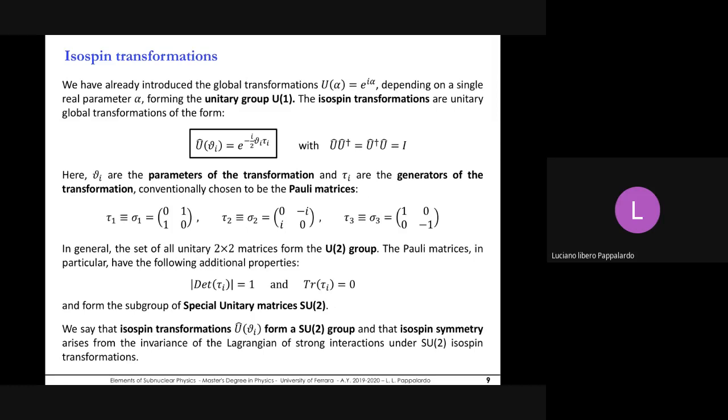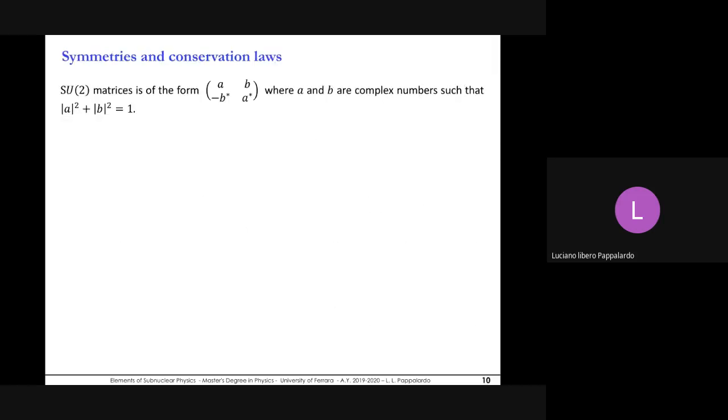So we say that isospin transformations form an SU(2) group and that isospin symmetry arises from the invariance of the Lagrangian of strong interactions, so the Lagrangian of QCD, under SU(2) isospin global transformations, okay? So this is the sense of the isospin symmetry. It means that the Lagrangian of the strong interaction is symmetric under these SU(2) global transformations. Now, in general, SU(2) matrices are of this form here: (A, B; -B*, A*), where the star means complex conjugate, and A and B are complex numbers such that the sum of their squared moduli gives 1.